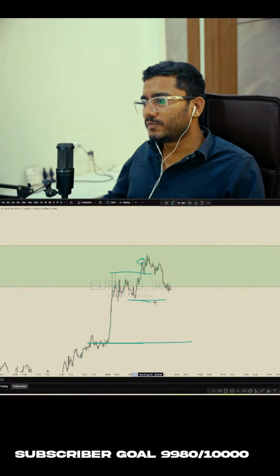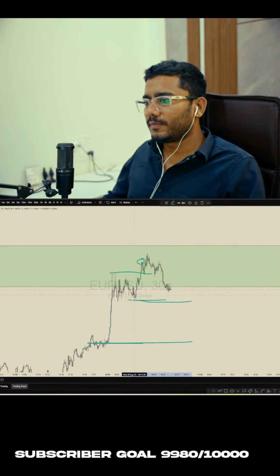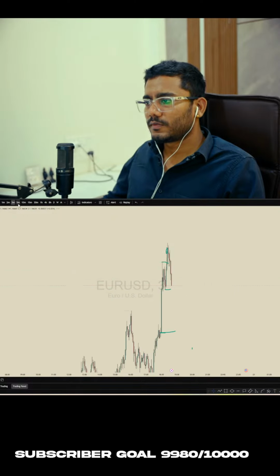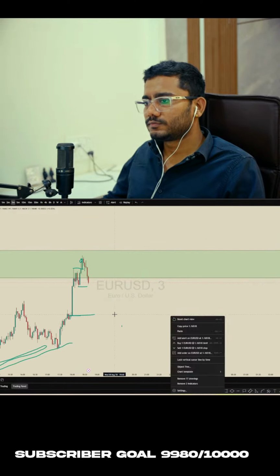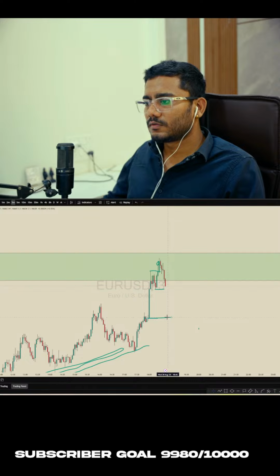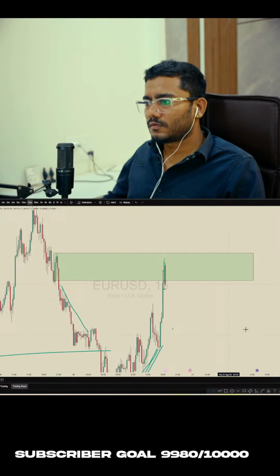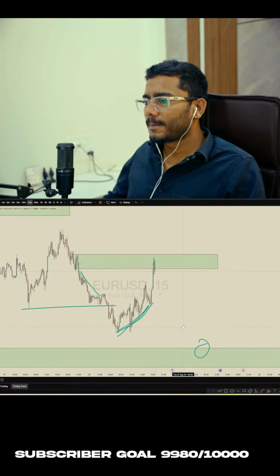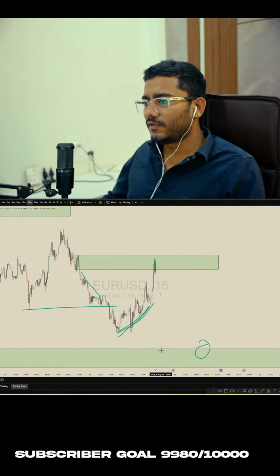So we want price to break this low, because what can happen is, this low has induced the structure and created a new high, then it can continue. So we want price to break this low. We can target the next lows. We have this order block also.